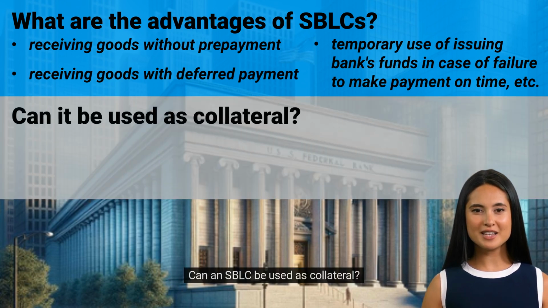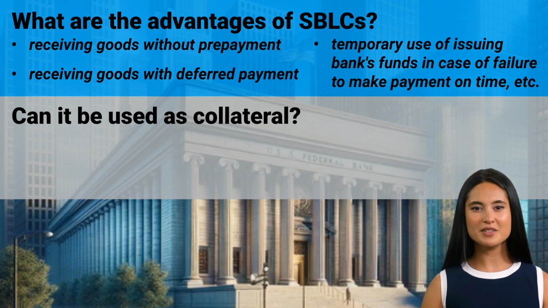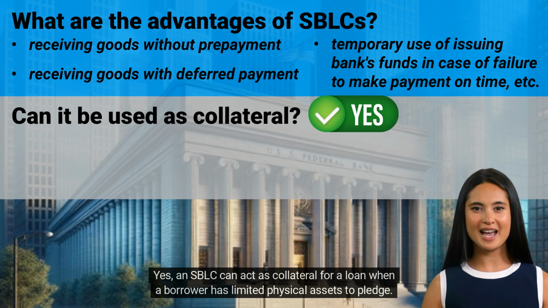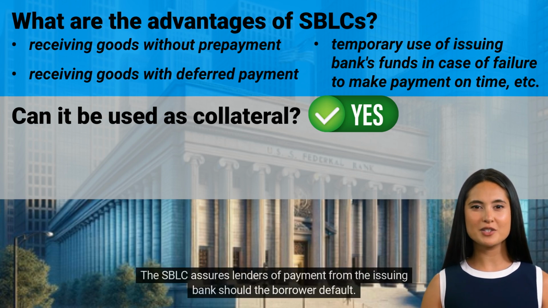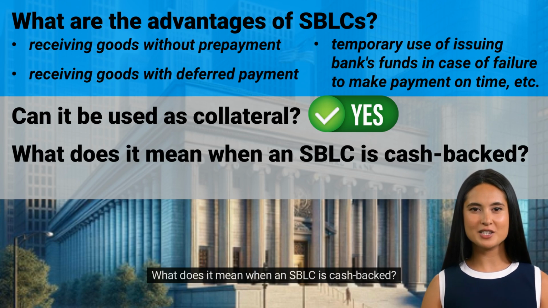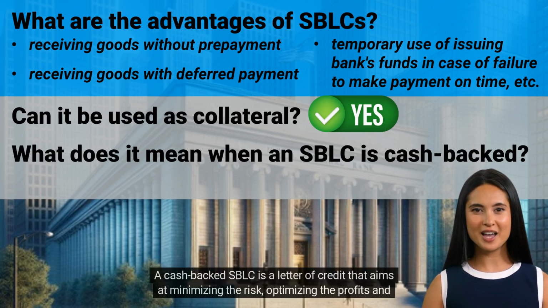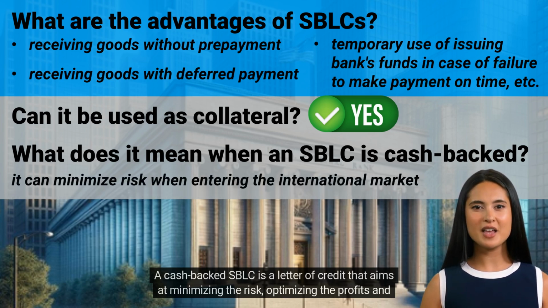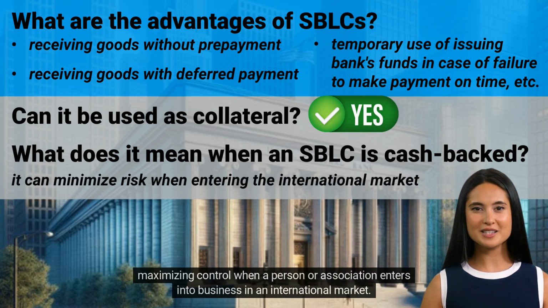Can an SBLC be used as collateral? Yes, an SBLC can act as collateral for a loan when a borrower has limited physical assets to pledge. The SBLC assures lenders of payment from the issuing bank should the borrower default. What does it mean when an SBLC is cash-backed? A cash-backed SBLC is a letter of credit that aims at minimizing the risk, optimizing the profits, and maximizing control when a person or association enters into business in an international market.